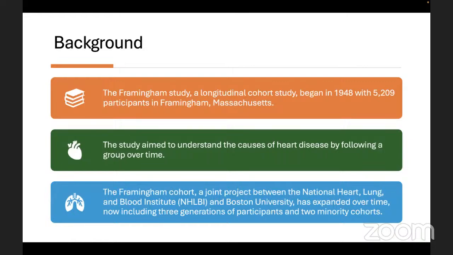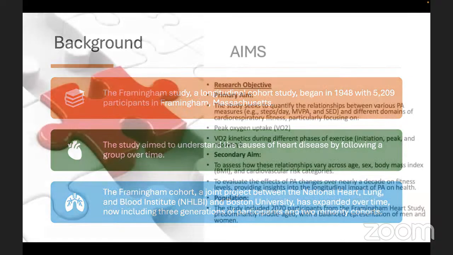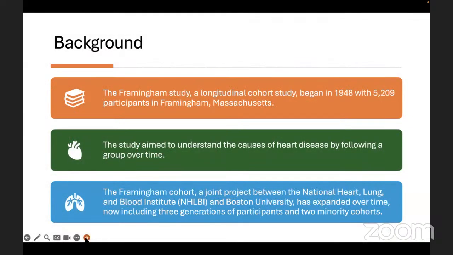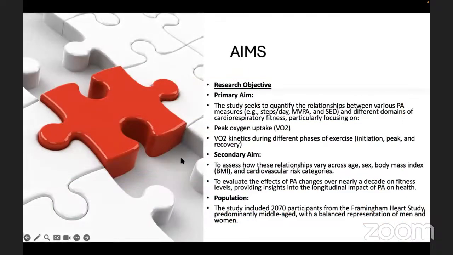Okay, so the study was a longitudinal cohort study that began in 1948 with 5,209 participants in Framingham, Massachusetts. The study aimed to understand the causes of heart disease by following a group over time. The Framingham cohort, a joint project between the National Heart, Lung, and Blood Institute and Boston University, has expanded over time, now including 3 generations of participants and 2 minority cohorts. They followed a big group over time to find the correlation between the different types of physical activity and the cardiorespiratory fitness.